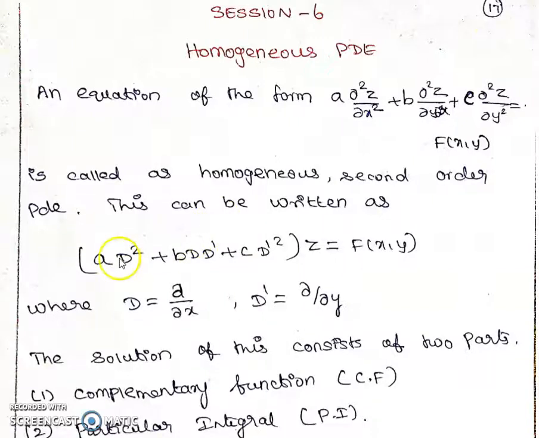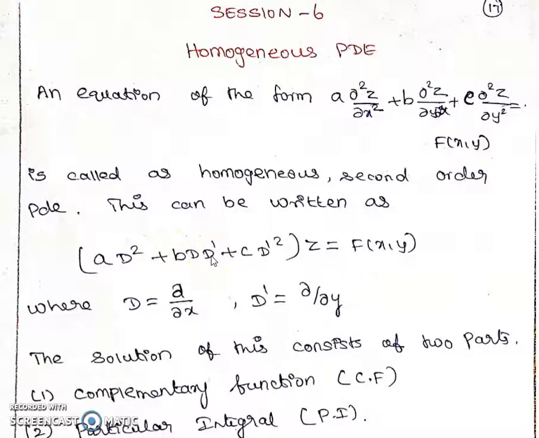This can be written as (aD² + bDD' + cD'²)z = F(x, y), where D = ∂/∂x and D' = ∂/∂y. Previously we saw the ordinary differential equation, where we have only D and the constant term. Here in the partial differential equation we have more than one independent variable, therefore we have D and D'.